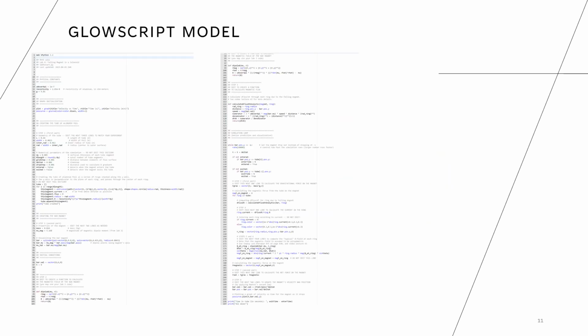Here's our GlowScript model. It's a bit small because of the sheer length of the code for this lab. And this is just adapted from the starter code we were given in Canvas.